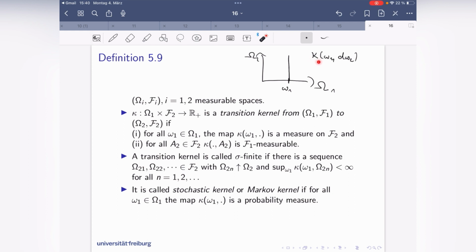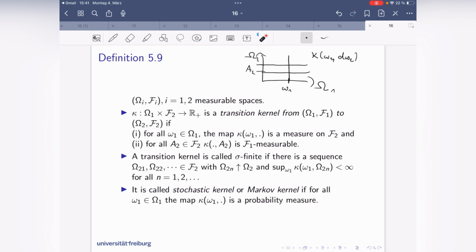This function kappa here is called a transition kernel. If the first coordinate is fixed, it's a measure on the second space. So for all omega 1 in omega 1, this map in the second coordinate is a measure on F2, on the second space here. And there's something else I need to make sure of. If I fix, let's say, A2 in F2, then the map in the first coordinate for fixed A2 has to be measurable. We're going to need this when it comes to integration. So this is a transition kernel. I will also make an example soon, on the next slide, where I will link this to Markov chains.